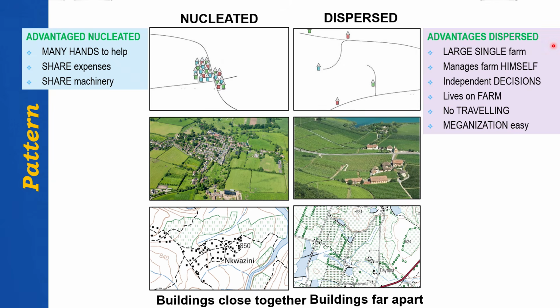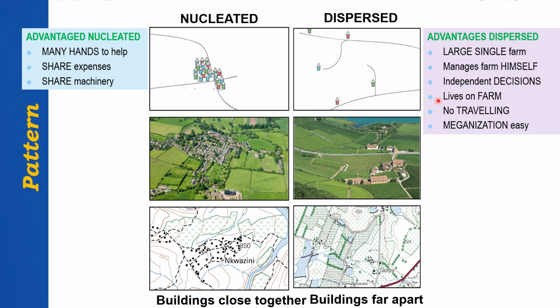Our dispersed settlement also has a lot of advantages, right? Number one, you can have a large single farm. Look at what's happening here. There's enough space to have your own single farm, a very large one. You can see here, people have large farms. There's more space, okay? You can manage your farm yourself. You don't need inputs from anyone. There are independent decisions, because it's your farm. You're not nucleated, you are spaced out. This person here can have his own large farm here.